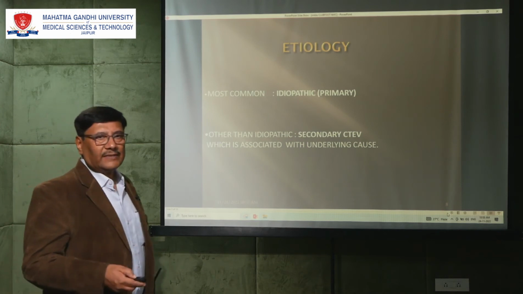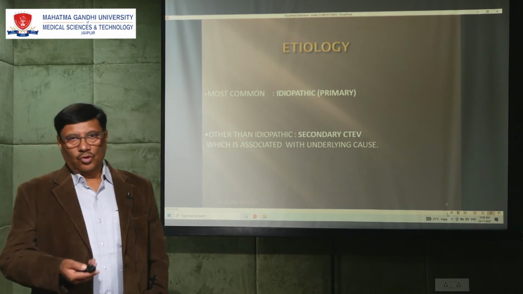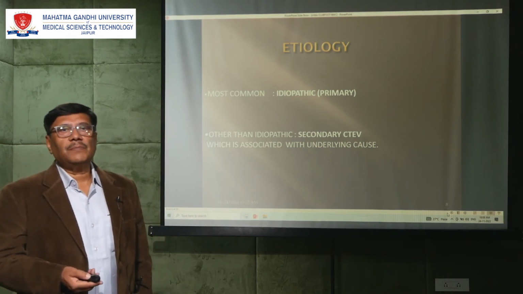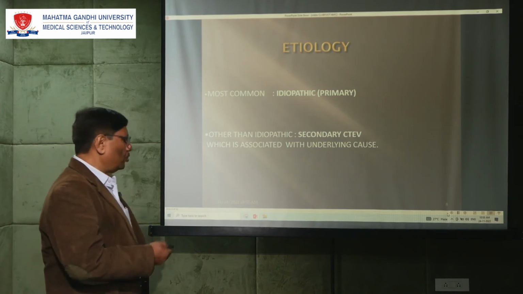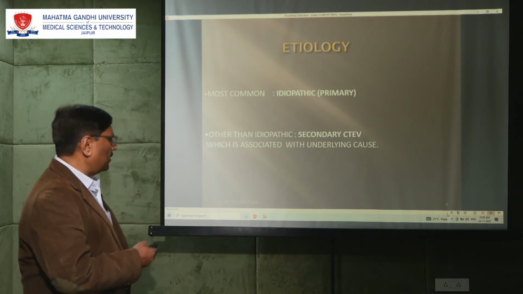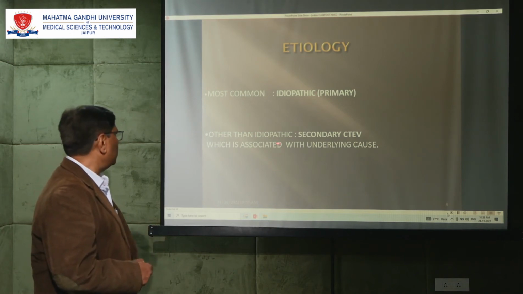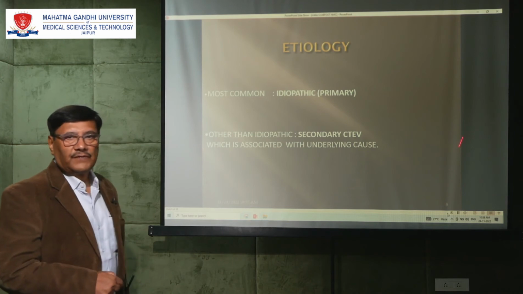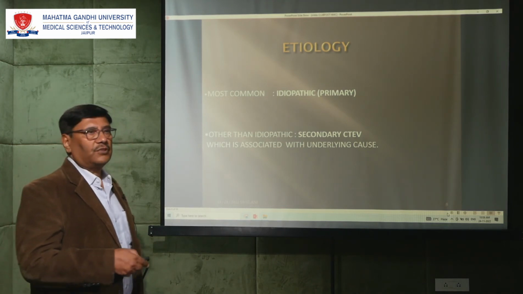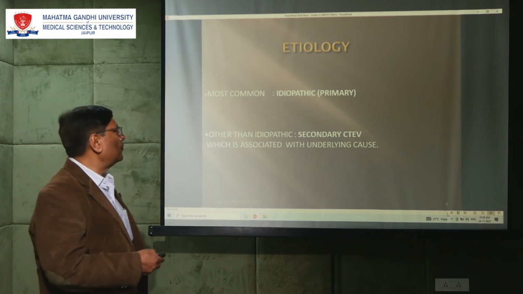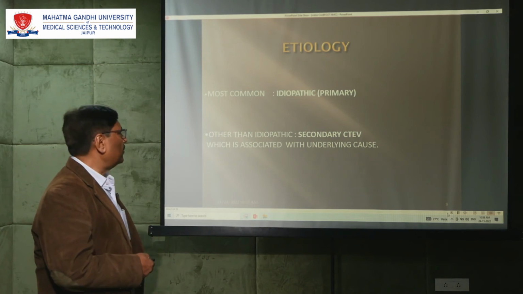Now, why is this clubfoot caused? Most of the time, we do not know any reason. So this is a primary or idiopathic variety. But at other times, you do have some pathology associated with the CTEV, which is called a secondary CTEV, and it is associated with some underlying cause. So our main description for the diagnosis and the treatment would basically be on the idiopathic variety or the primary variety of the clubfoot.